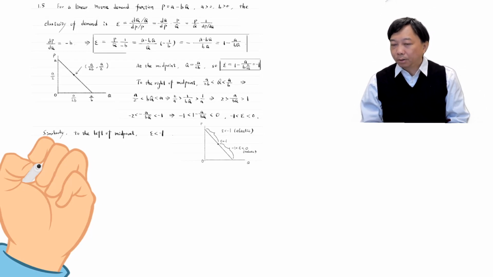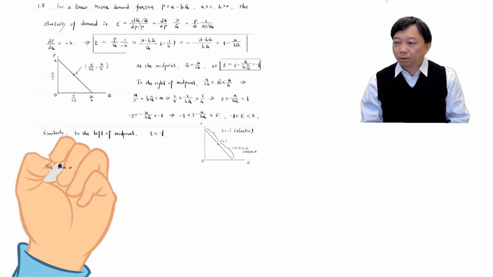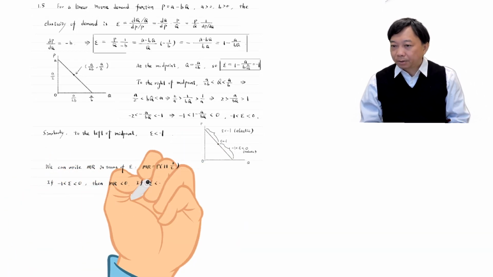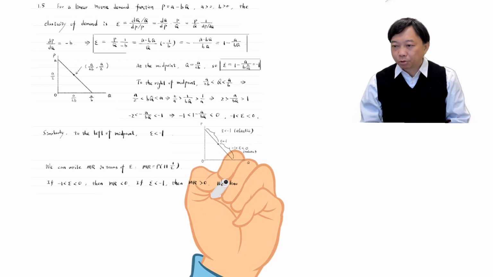The following is the reason why a monopoly will never operate to the right of the midpoint or in the inelastic portion. First, we write the monopoly's marginal revenue in terms of the elasticity of demand, epsilon. The marginal revenue equals price times the sum of 1 plus 1 over epsilon. Second, we find that the marginal revenue is negative in the inelastic portion and positive in the elastic portion.